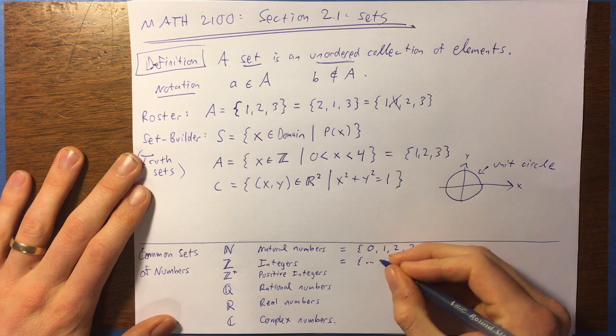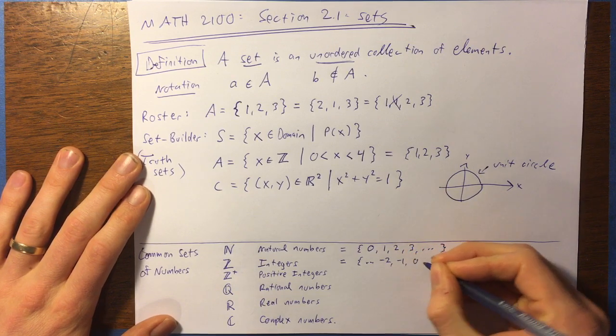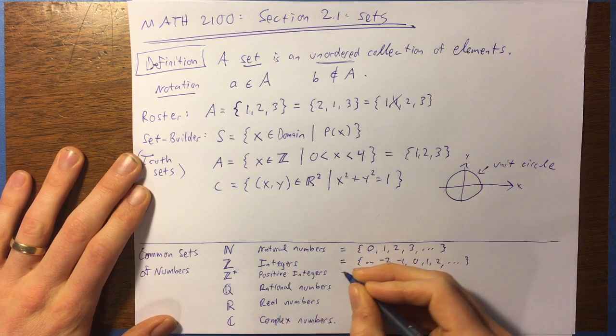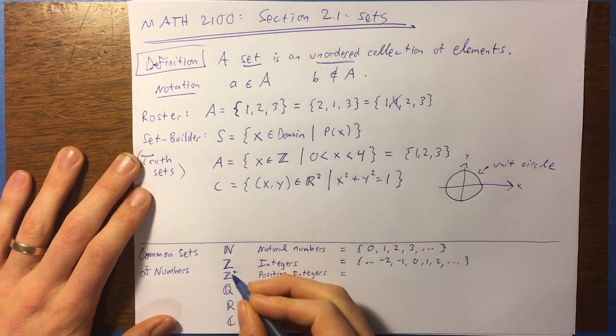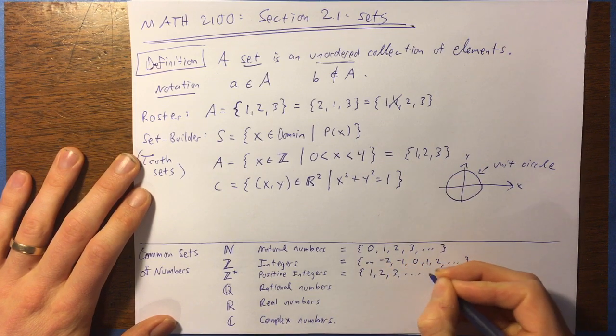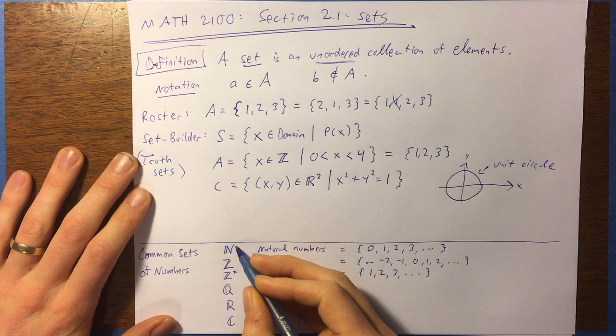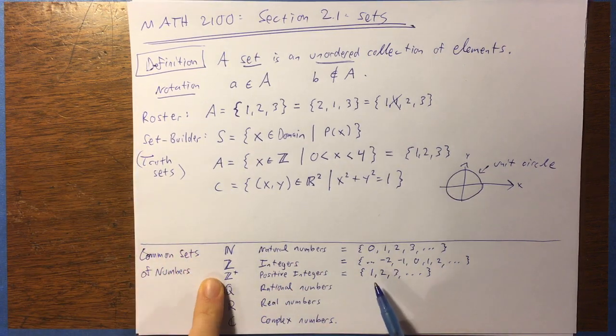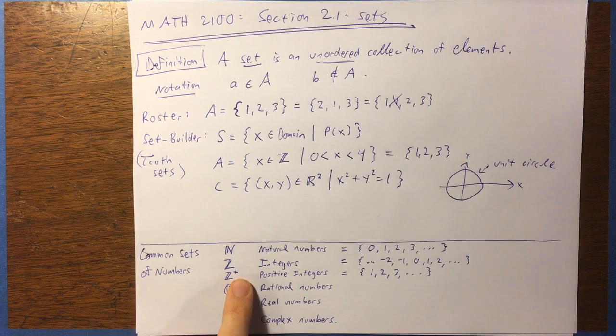Integers, of course, include negative integers, 0, as well as positive integers. Positive integers are denoted by Z with a little superscript plus. That starts at 1. So the positive integers and the natural numbers are different in that natural numbers include 0, positive integers do not. You can also, by the way, talk about the negative integers, which would be Z with a little negative sign up there.